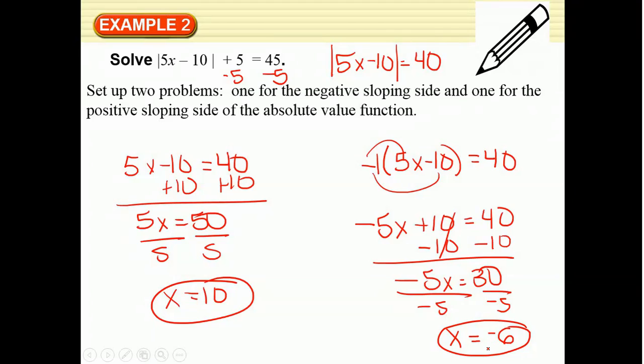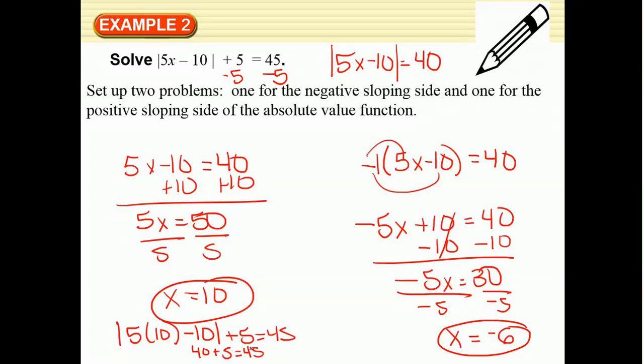Now, let's make sure it works in our problem, because unfortunately, sometimes it won't work. No problem of yourself, but sometimes it won't work. So let's plug in 10. I'll get 5 times 10 minus 10, plus 5 equals 45. Well, 5 times 10 is 50, minus 10 is 40.